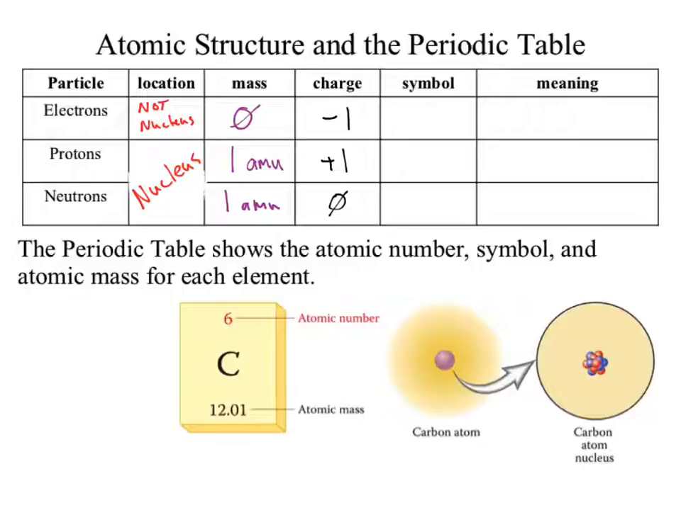Symbols. E. We are super creative in chemistry. E is for electron. That is not going to be a complete answer, though. What else do we need? We need the negative. What is that negative? It's the charge. Okay, we're adding some information there.